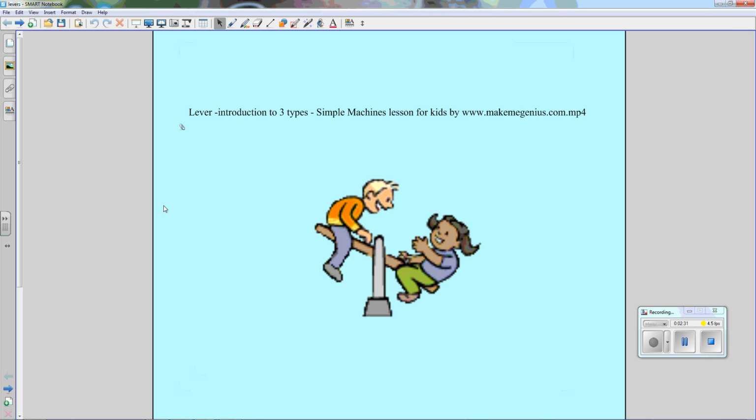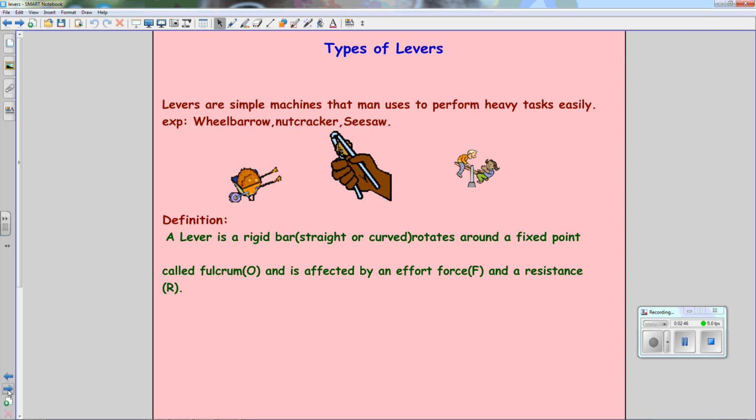Excellent. So from this movie, I'm sure you have learned some new vocabulary, some new words. So you know that our first lesson is about what we call levers. What is a lever? Levers are simple machines that we use in our daily life. Why do we use them? We use them to help us to perform heavy tasks more easily.